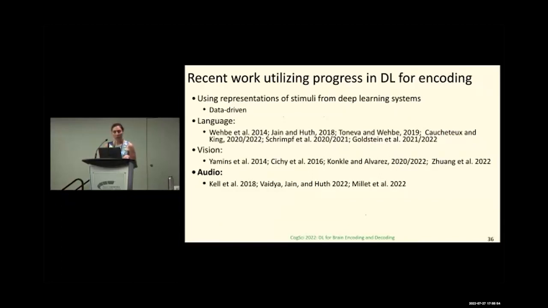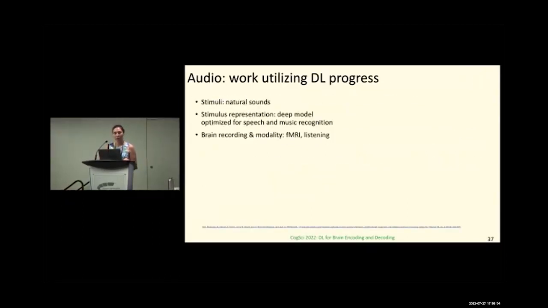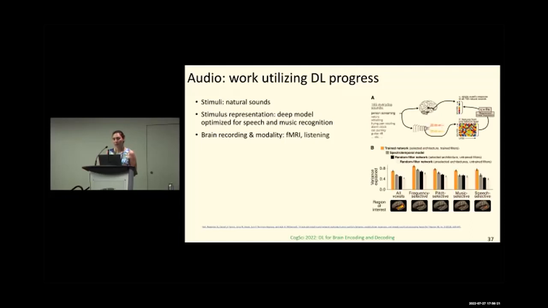Great. Okay. And so I will go on to the audio section now, which is relatively shorter. So here, we have a work from a few years ago that looked at representations of natural sounds, and they used models that were tuned for classification of speech and music genres. And what they found was that a network that performed best at predicting the fMRI activity to listening of these sounds followed some early shared processing between the two, the speech and the music, but then had some separate pathways for both. And this potentially replicates human cortical organization.